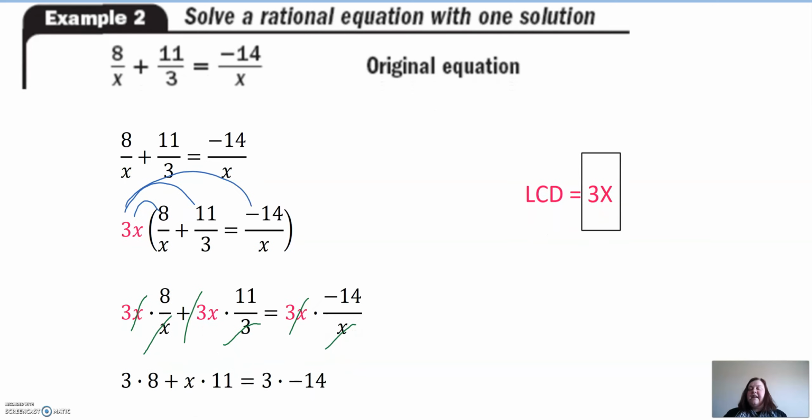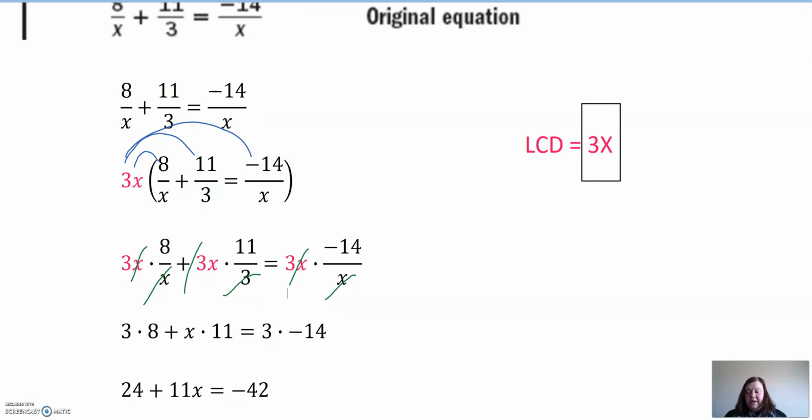So we would get this next line here. 3 times 8 plus x times 11 equals 3 times negative 14. Now 3 times 8 gives us 24. X times 11 gives us 11x. So on the left-hand side, we have 24 plus 11x. And then on the right-hand side, 3 times negative 14 gives us negative 42.